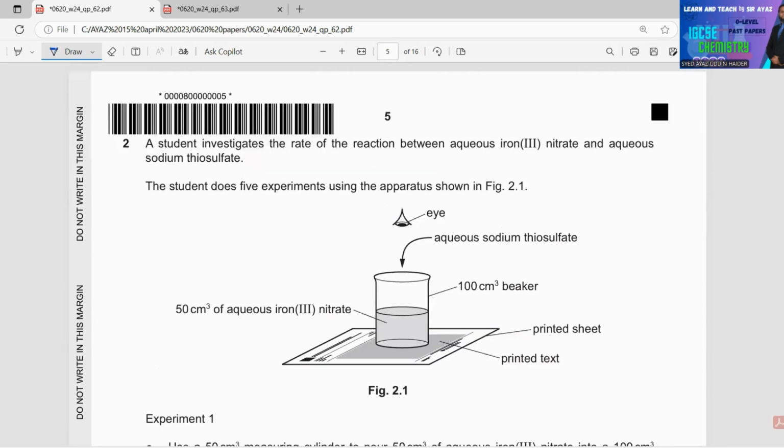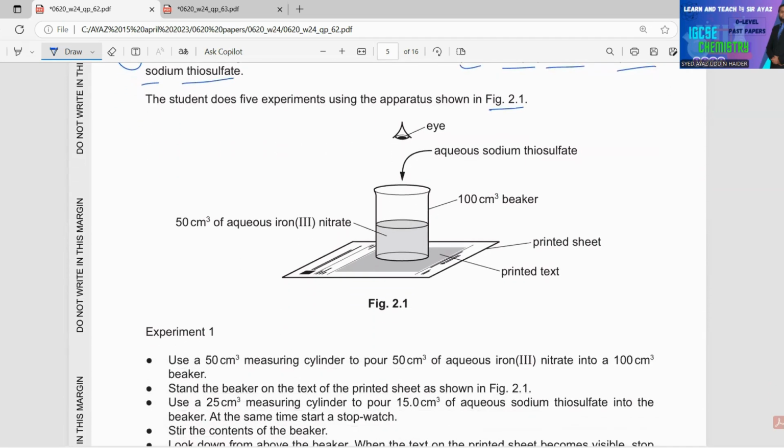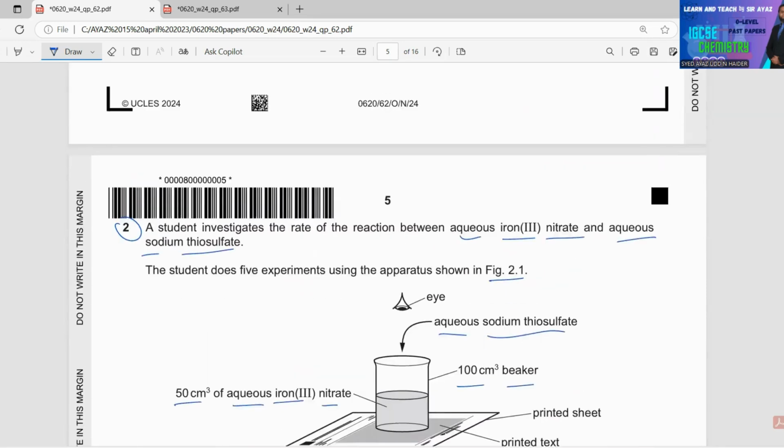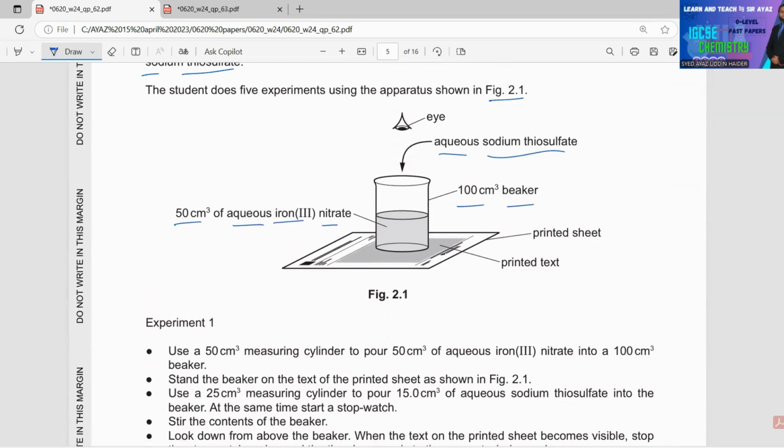Moving on to the next question, which is question number 2. A student investigates the rate of the reaction between aqueous iron 3 nitrate and aqueous sodium thiosulfate. The student does 5 experiments using the apparatus shown in figure 2.1. We have a 100 centimeter cube beaker containing 50 centimeter cube of aqueous iron 3 nitrate, and there's a printed sheet with text below this beaker.